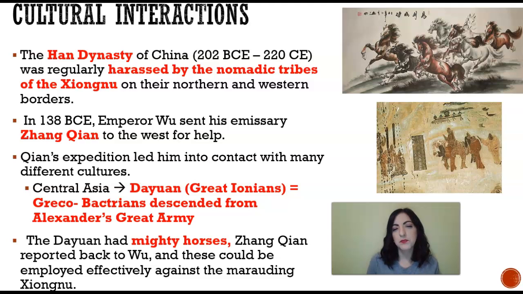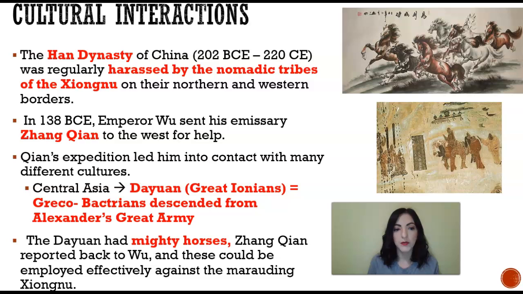They were constantly being harassed by nomadic tribes to the north of them and to the west of them, known as the Xiongnu. So what ended up happening is that in 138 BCE, Emperor Wu had sent an emissary known as Zhang Qian to ask for help from the west. Zhang Qian would go on these expeditions, and the picture of him in the middle is him going on one of these journeys, and it would actually put him into contact with groups of different peoples from different cultures. Probably the most important culture that he came into contact with happens to be a group known as the Dayuan people, or also known as the Great Ionians, and I'll talk about them in a minute.